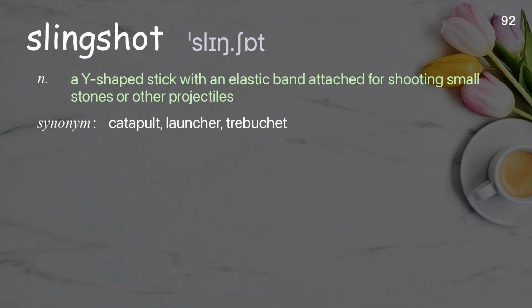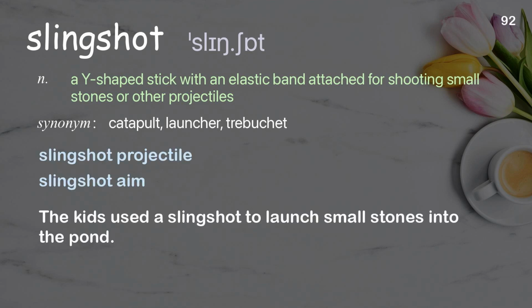Slingshot. A Y-shaped stick with an elastic band attached for shooting small stones or other projectiles. Examples: Slingshot projectile, slingshot aim. The kids used a slingshot to launch small stones into the pond.